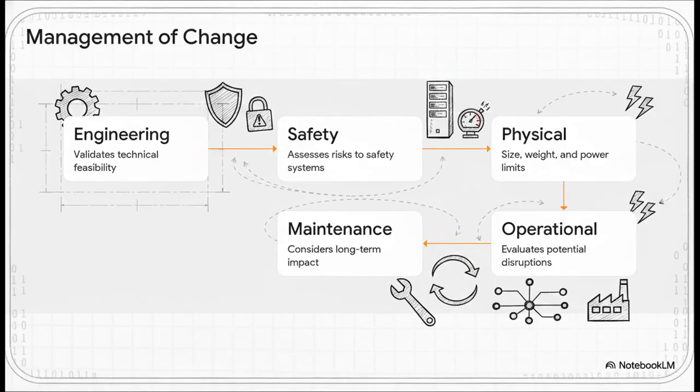Because any little change can impact physical safety, you absolutely cannot just push a software update on a Friday afternoon. Every single modification has to go through a strict, formalized management of change process. It involves sequential, multidisciplinary checks. You need engineering, safety, operational, and maintenance sign-offs before a single line of code or a network rule gets altered.